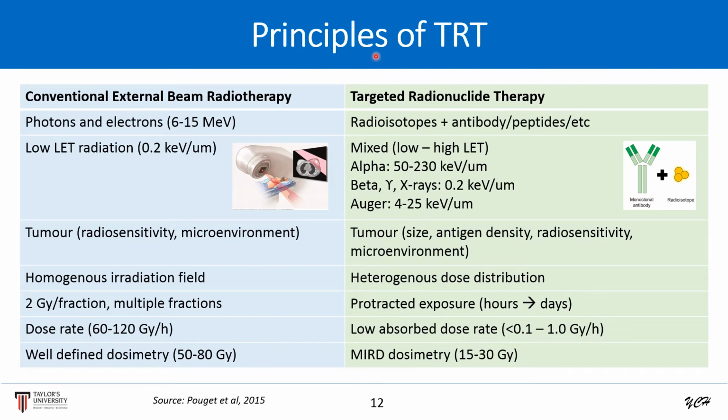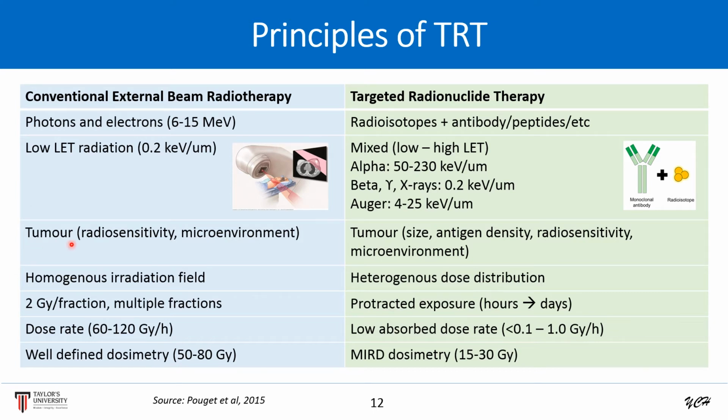And if we compare the principles of conventional external beam radiotherapy and targeted radionuclide therapy, in external beam radiotherapy, we use primarily photons and electrons in the energy of 6 to 15 MeV, whereas in targeted radionuclide therapy, we are using radioisotopes labeled with antibodies or peptides or other targeting molecules. In radiotherapy, we use low LET radiation, linear energy transfer, which is about 0.2 keV per micrometer. Whereas in targeted radionuclide therapy, it can be a mixture from low to high LET radiation, such as alpha, which is 50 to 230 keV per micrometer, beta, gamma, X-ray is 0.2 keV per micrometer, and the Auger electrons is 4 to 25 keV per micrometer.